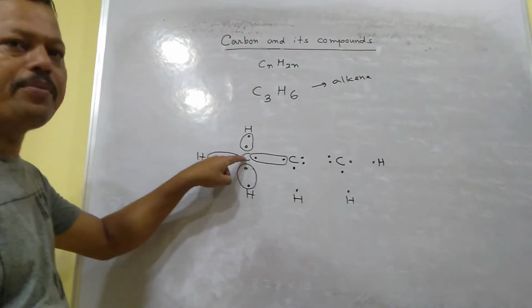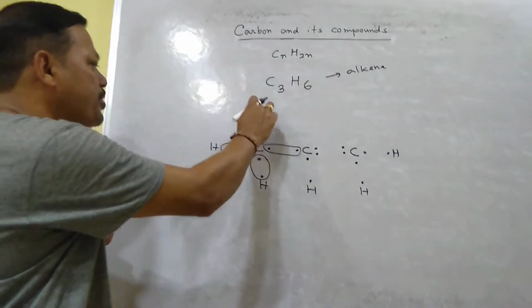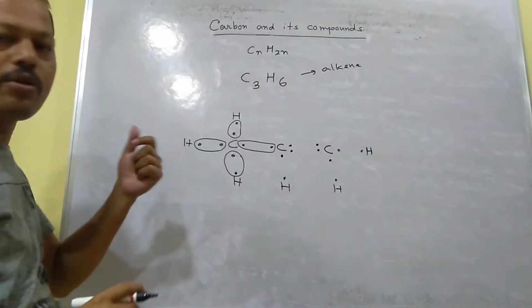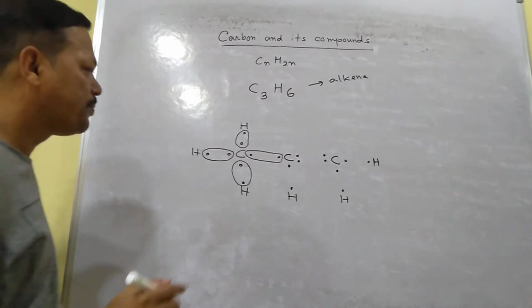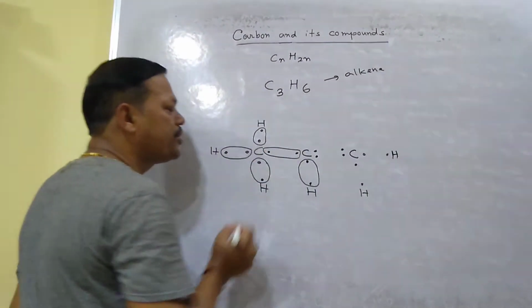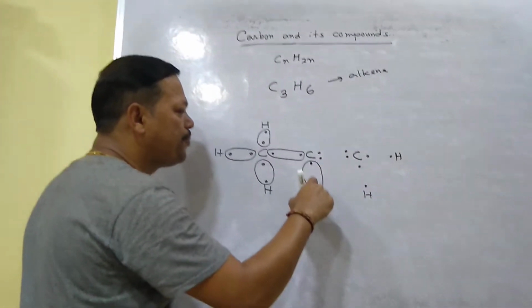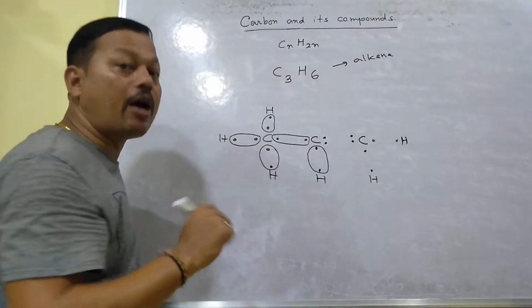So inside this carbon, the number of electrons becomes 8. I mean it becomes stable. Hydrogen also becomes stable because they got helium configuration, 2 electrons. Now this carbon will take 1 electron from this hydrogen. Now inside this carbon, 1, 2, 3, 4, 5, 6. Now 6. How much is required?